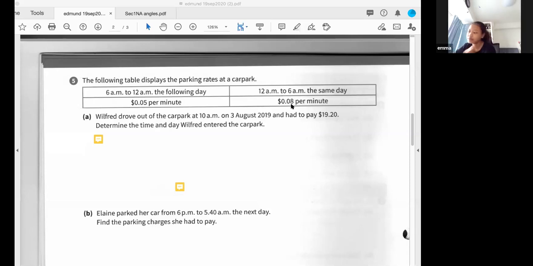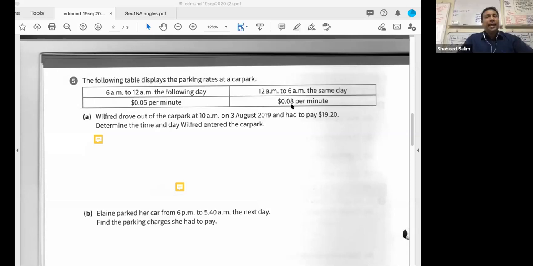$48. Do you take 0.08 times 600? Must take 0.08. Take 0.08 times 600. How much you get? 48? How come you get 48? Hold on.